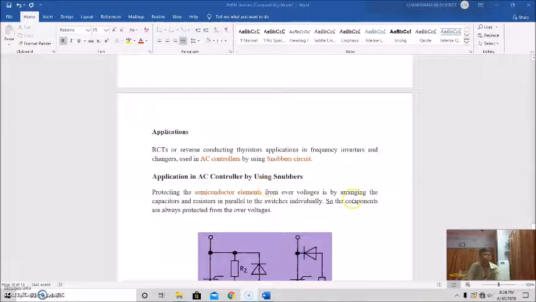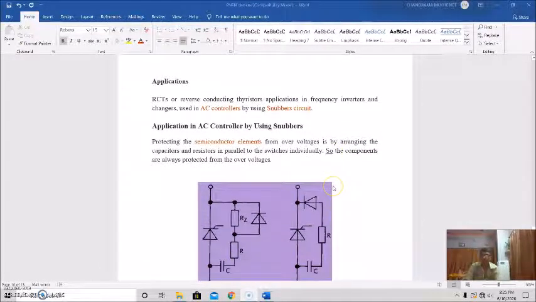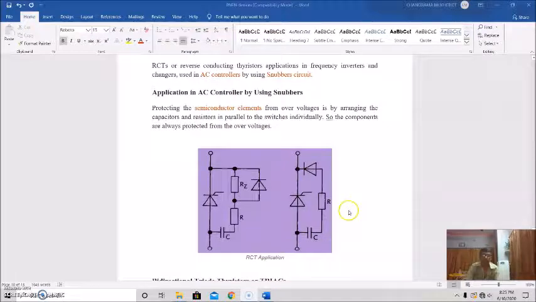Now application: RCT, or reverse conducting thyristors, are applied in frequency inverters and choppers, and used in AC controllers by using snubber circuits. Now the use of RCT in an AC controller by using a snubber circuit is shown here.